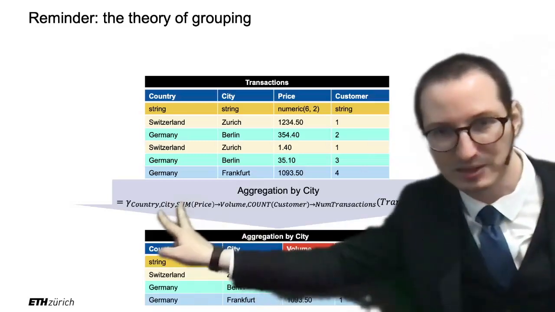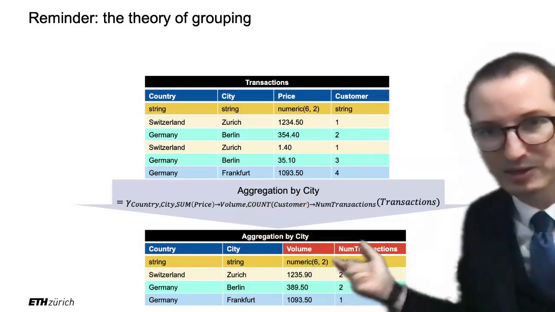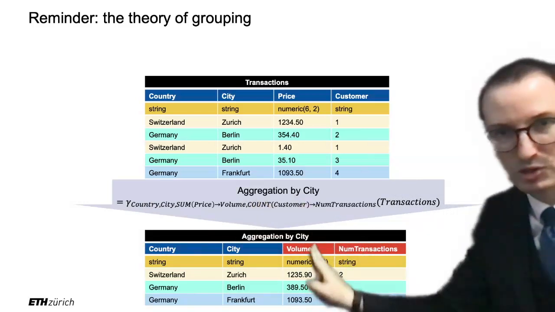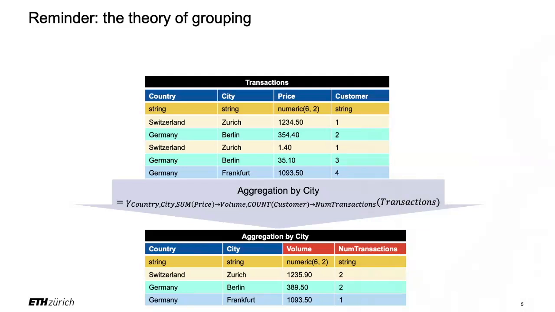So again, country and city, these are the 2 that are on their own, grouping keys. And then the 2 aggregated columns are here. This was a sum of these, and this was a count of these. Okay, so that you remember from 2 weeks ago. How do we do it in SQL?